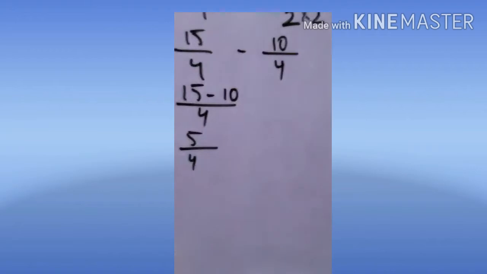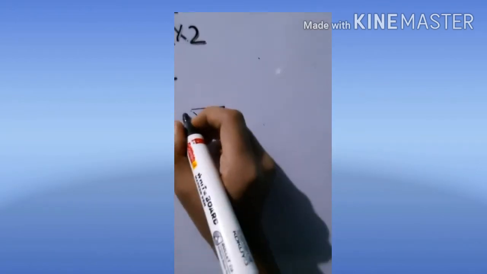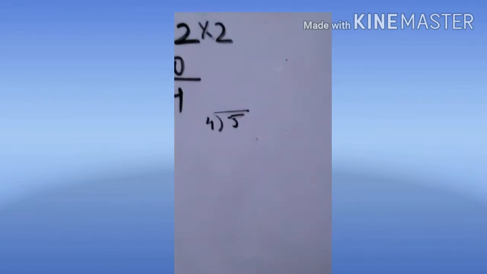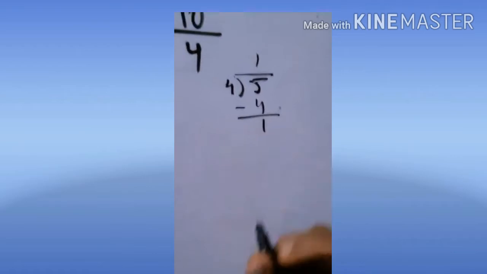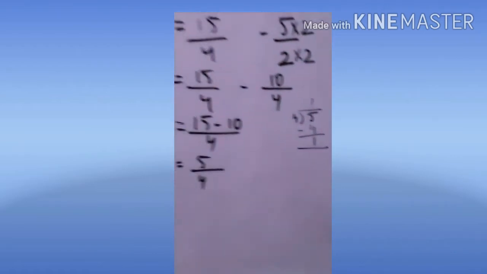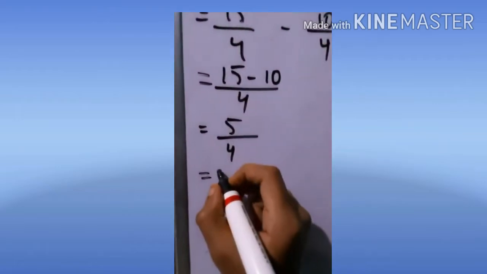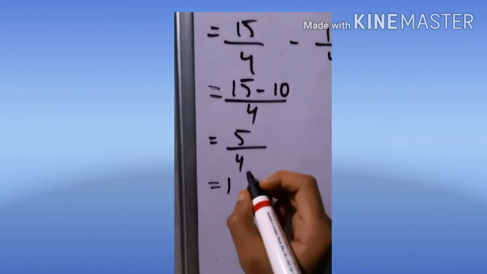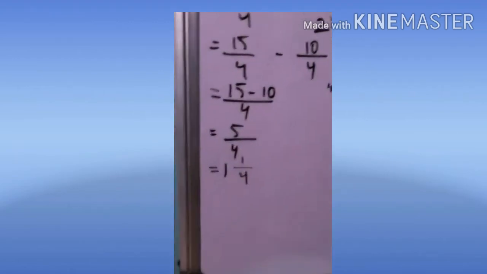Now we are going to divide this. Now 4 ones is 4, remainder 1. Now the answer will be 1 and 1 upon 4. Okay.